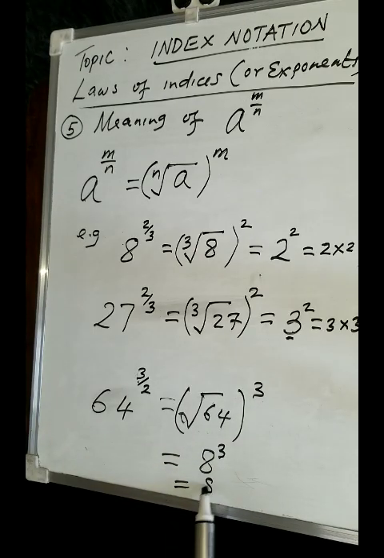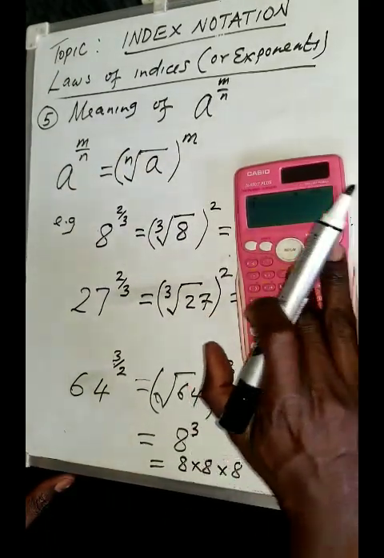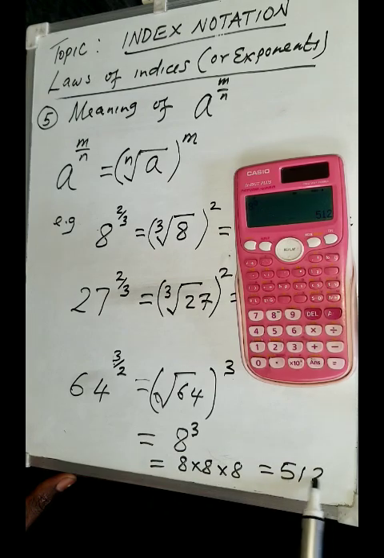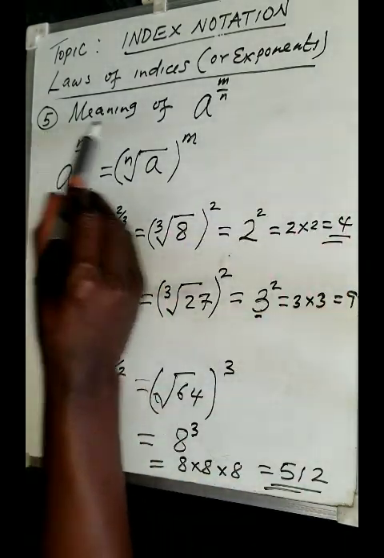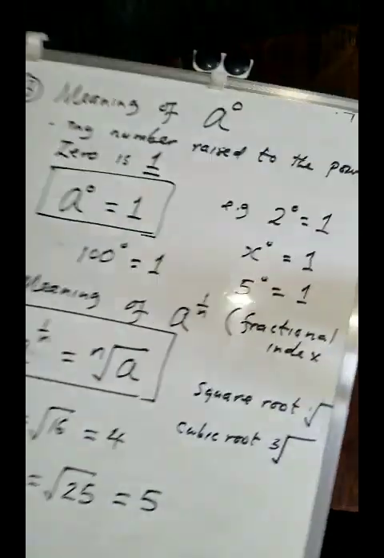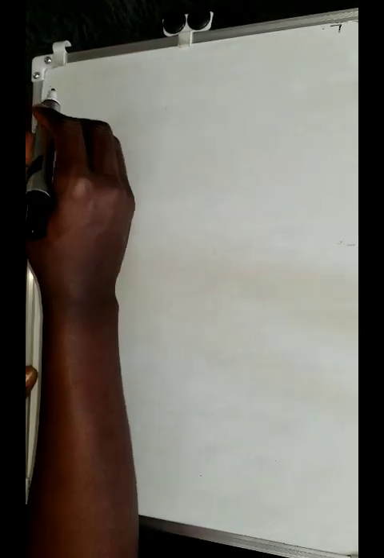8 raised to the power 3 means 8 times 8 times 8. Of course, you can use your calculator. That will give you a big value. 8 raised to the power 3 is going to give you 512. So that's the meaning of this rule that you need to remember. All right, let's move on to the next one.